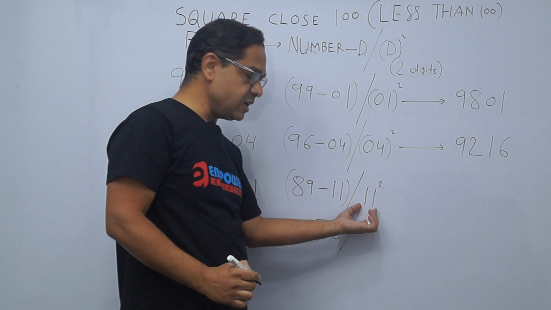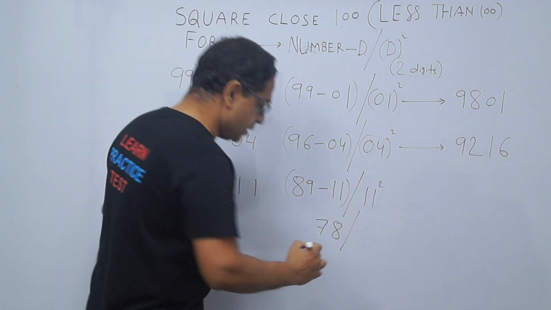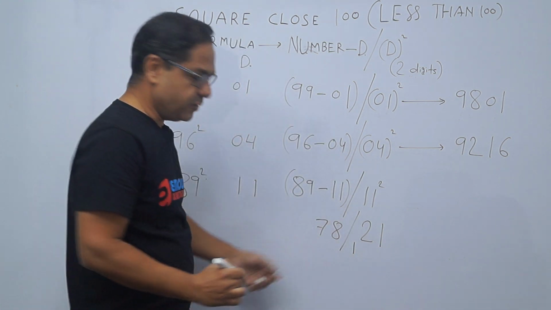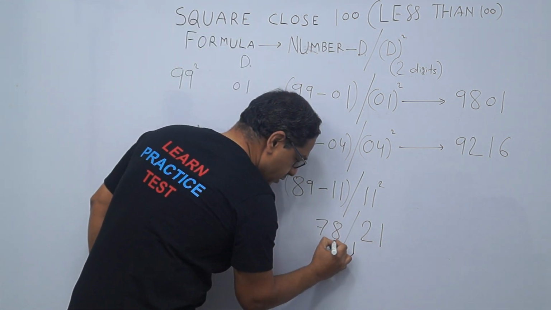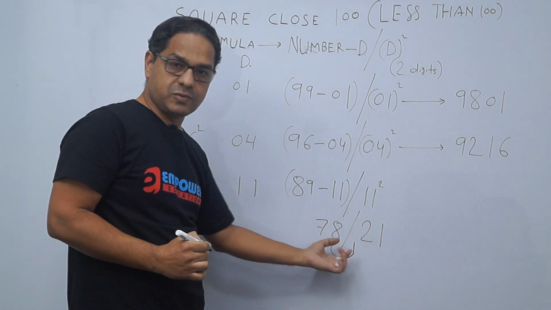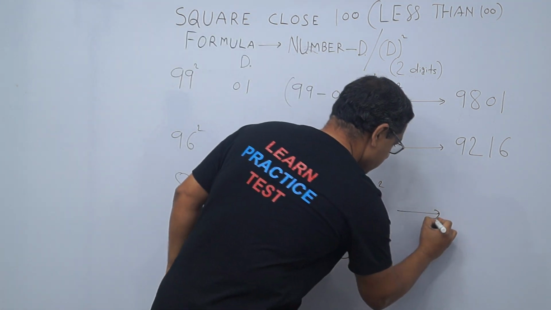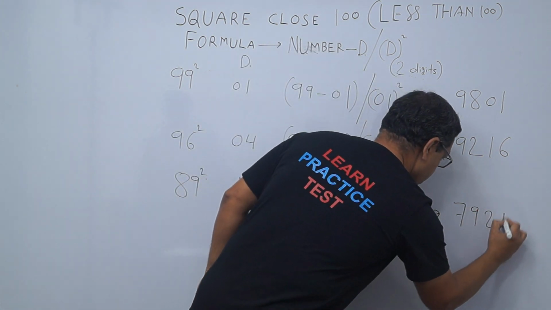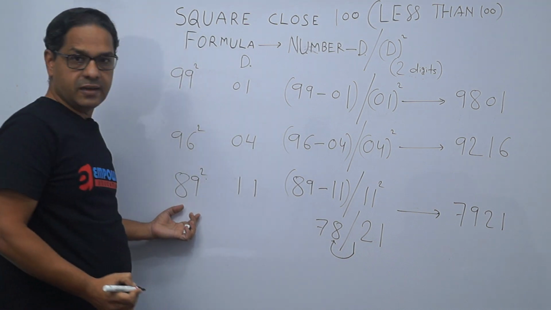And we know that square of 11 is 121. But we write only 21 on the right and take 1 carry over to the left. This carry over is added to the left hand part answer, which is 78. So we get 78 plus 1, which is 79. So the final answer is 7921, which is the square of 89.